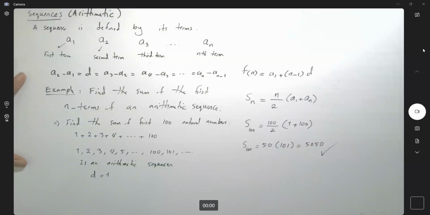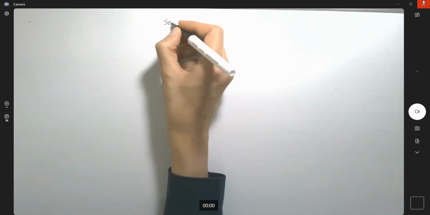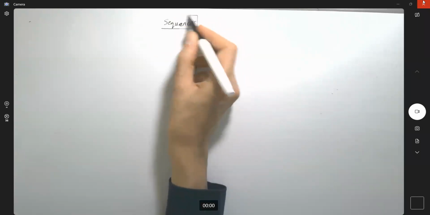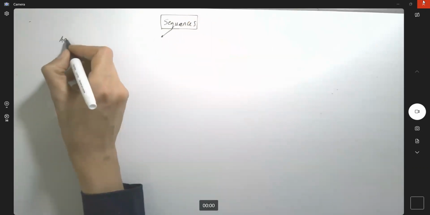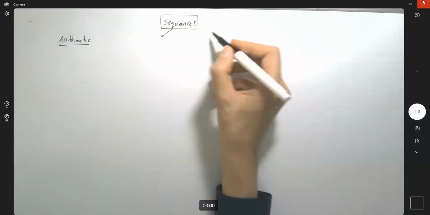So we just learned about the arithmetic sequence, am I right? We have another type of sequence that we call geometric sequence. Let's write them side by side. When it comes to computation and analysis, we can easily distinguish between these two. So you have sequences: you have an arithmetic sequence, and then you have a geometric sequence.